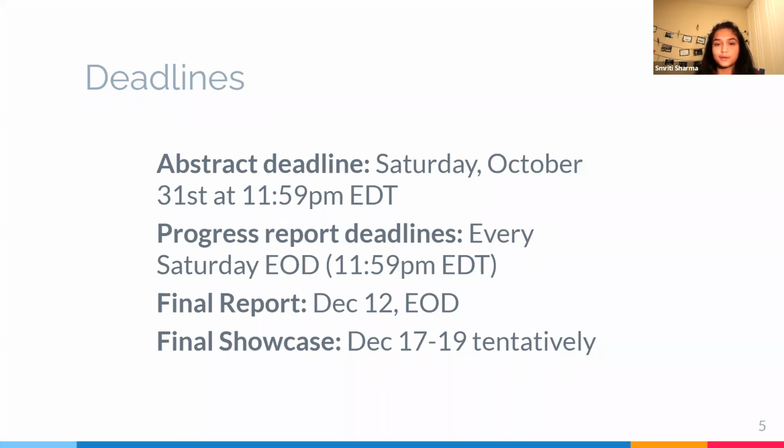Essentially, that abstract is going to be like a summary of what you want to do in that project and a few more details that we're going to go over in a few minutes. And there's going to be project report deadlines. So that's essentially for your mentors to see that you're doing your project every week and just for them to make sure that you're on task.